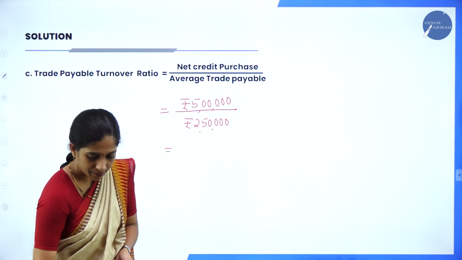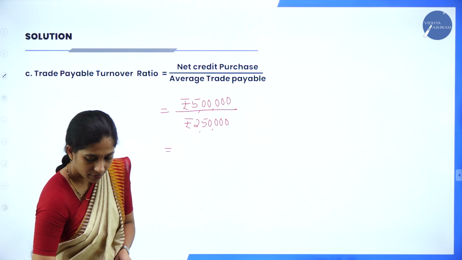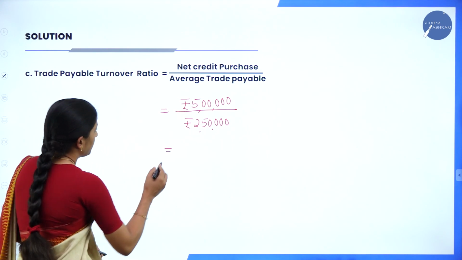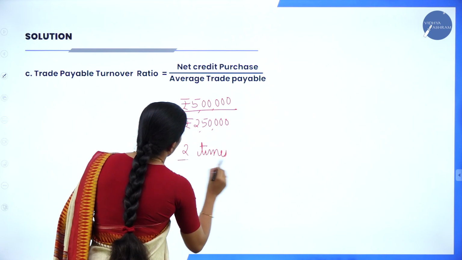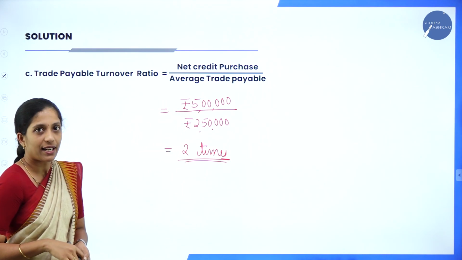5 lakh divided by 2,50,000, so it will be 2 times. So your activity ratio is measured in terms of times. So we are done with this.